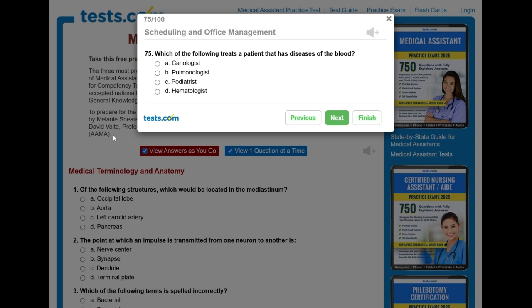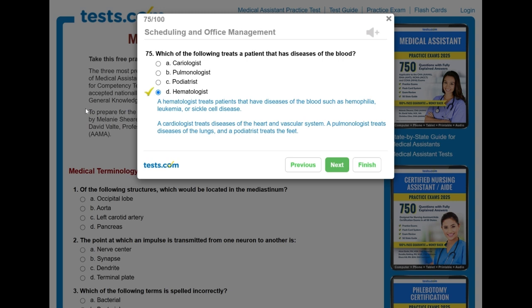Question 75. Which of the following treats a patient that has diseases of the blood? A. Cardiologist. B. Pulmonologist. C. Podiatrist. D. Hematologist. A hematologist treats patients that have diseases of the blood, such as hemophilia, leukemia, or sickle cell disease. A cardiologist treats diseases of the heart and vascular system. A pulmonologist treats diseases of the lungs, and a podiatrist treats the feet.